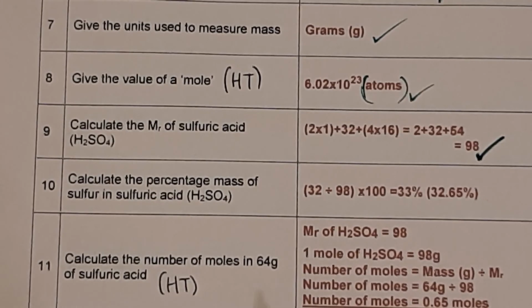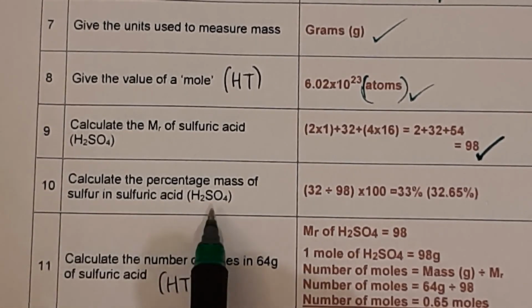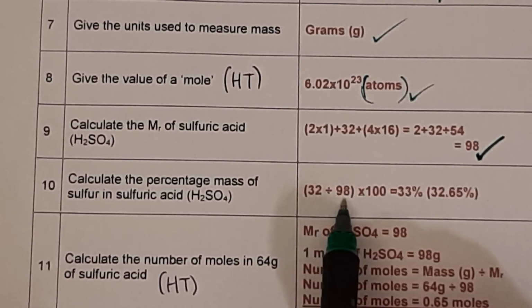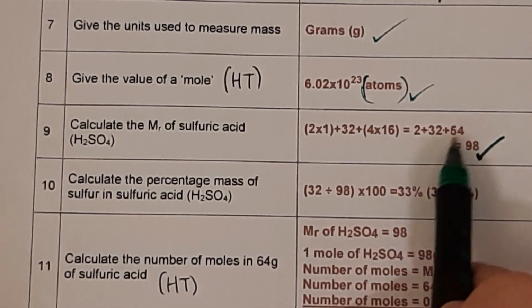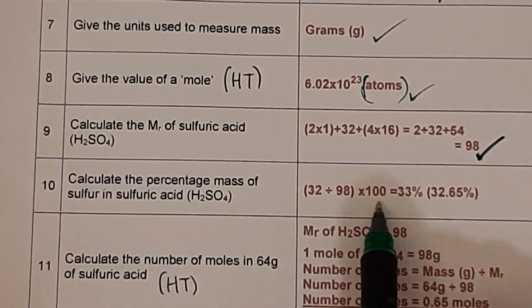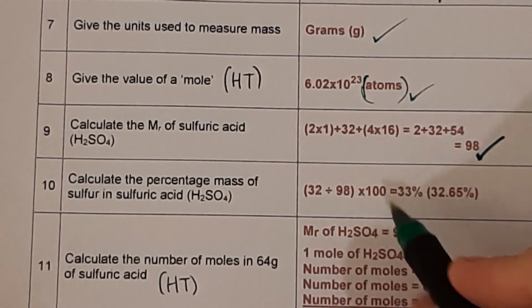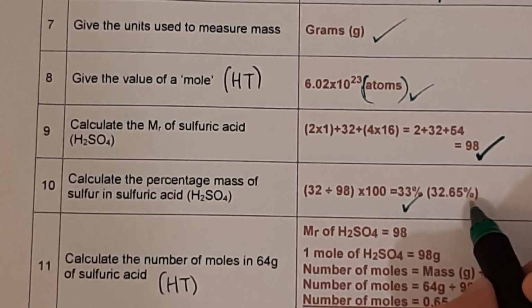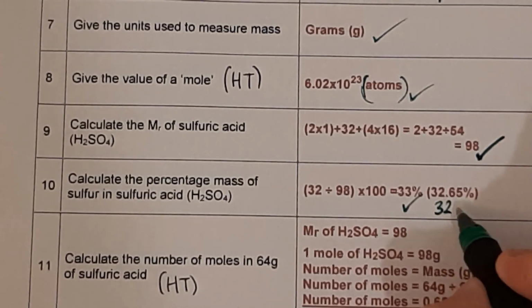Okay. Question 10. Calculate the percentage mass of sulfur in sulfuric acid, which is H2SO4. So, sulfur is the S here. So, 32 is the relative atomic mass of sulfur, divided by 98, the molecular mass of sulfuric acid, all multiplied by 100 gives us 33%, or 32.65, or 32.7%. Either of those is fine. Any one of those 3 answers will give you the mark.